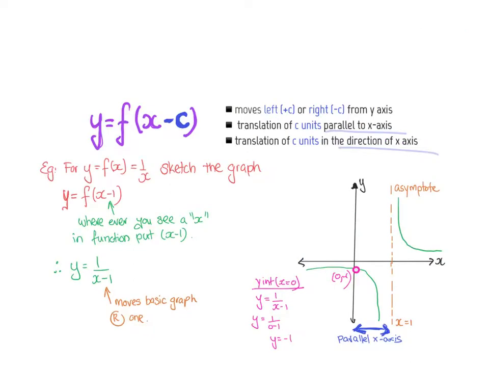Okay, the next type of transformation we're going to look at is when the graph is translated left or right. So we see the graph moving left or right. And we know if we see a positive value added to the x, that moves the graph to the left. So if you move the graph to the left, you're actually moving the graph c units in the negative direction of x.